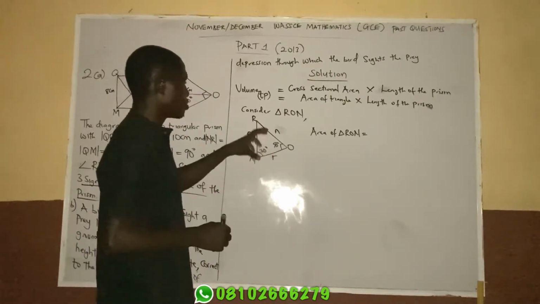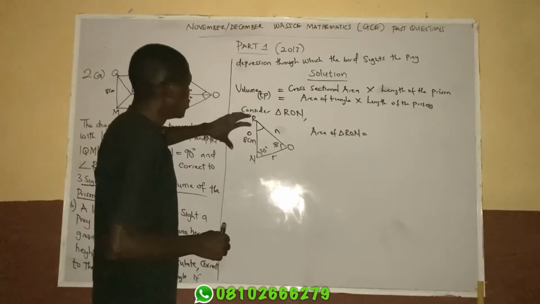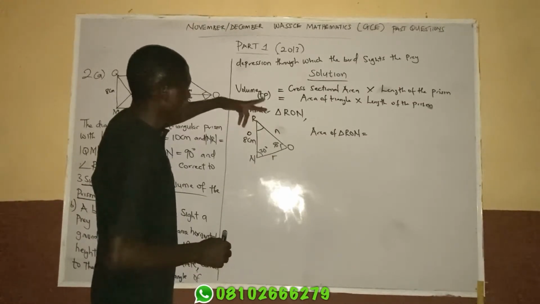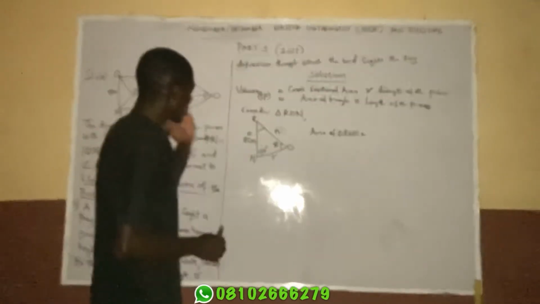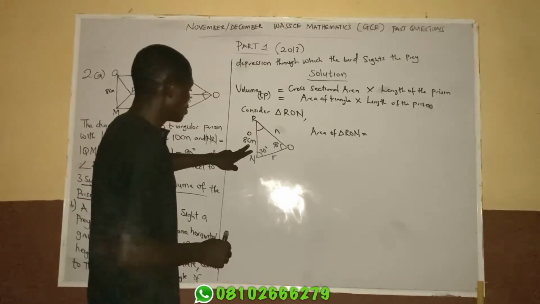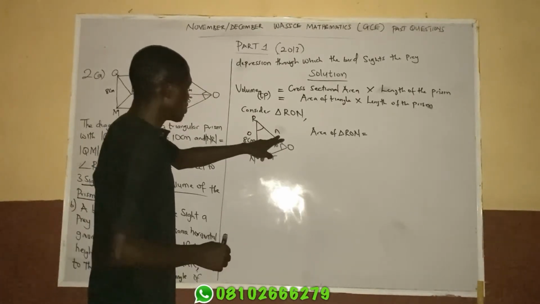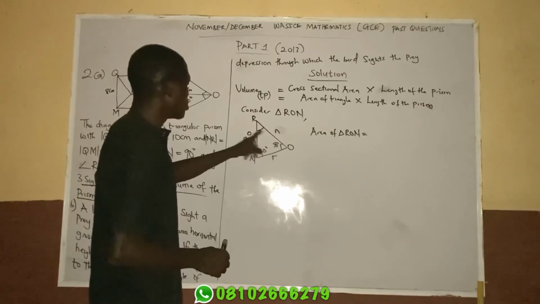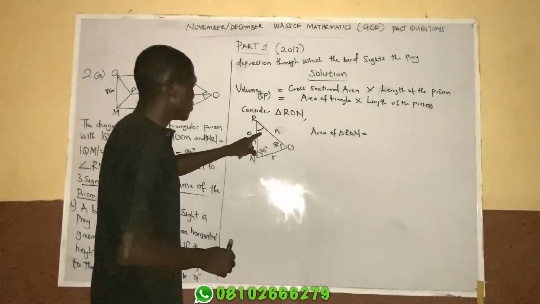To find the area of this triangle, I must look for two sides and one angle. We have been given 8 centimeters. I will need to find angle A, so that my side will be determined, and I will be able to find the area of the triangle.